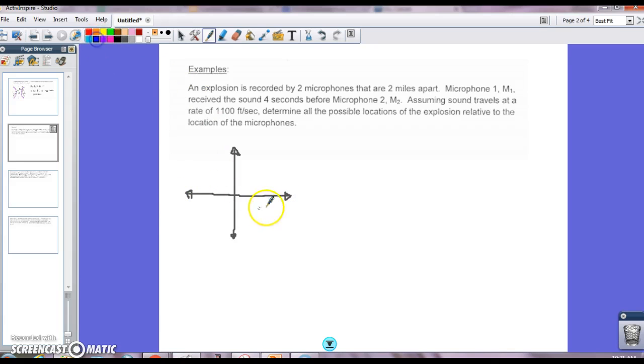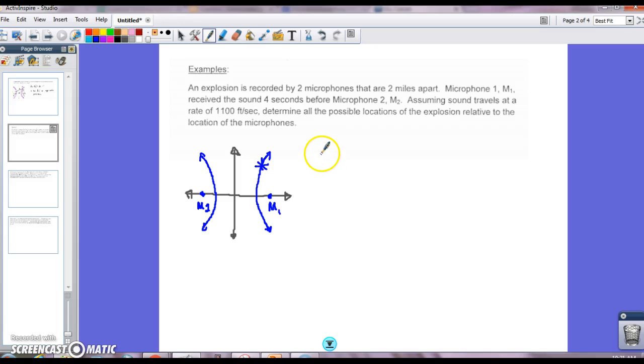So let's do this in blue. Here's one branch of my hyperbola. Here's the other branch of my hyperbola. Here's my foci here and here. I'll call this microphone 1 and I'll call this microphone 2. My explosion is happening somewhere here. That's where my explosion is.